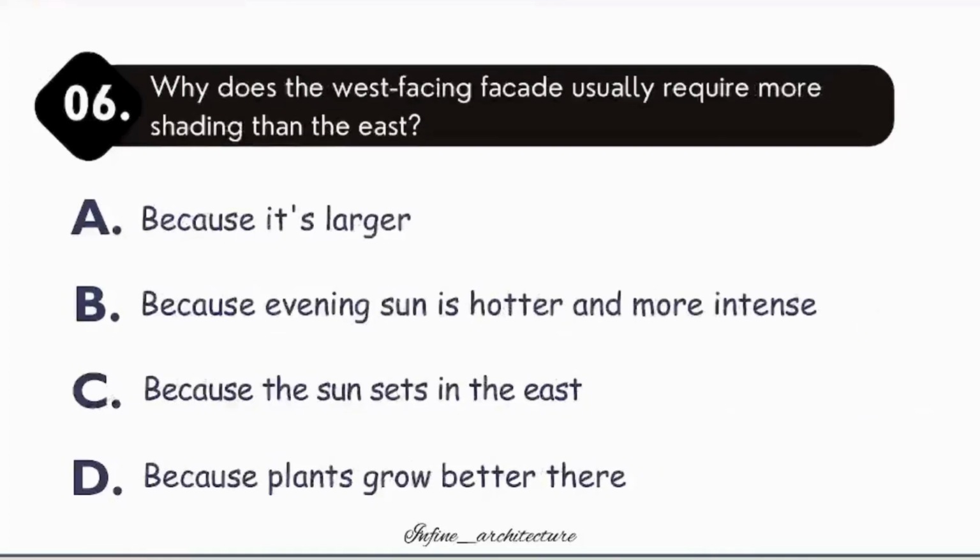Next question, question number 6. Why does the west facing facade usually require more shading than the east? The options are: A, because it is larger; option B, because evening sun is hotter and more intense; option C, because the sun sets in the east; option D, because plants grow better there. So the right answer will be option number B, because evening sun is hotter and more intense.